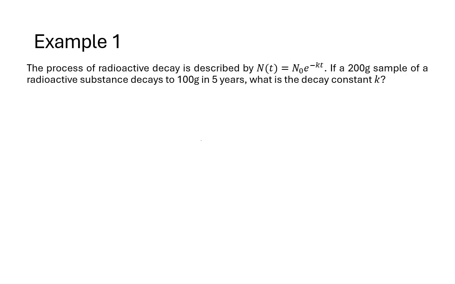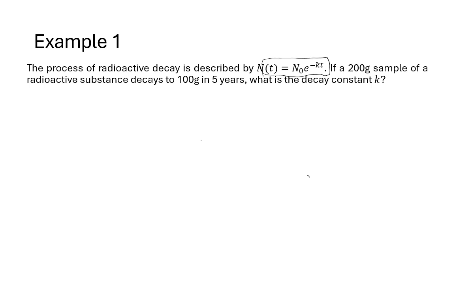So our first example is this real world example, the process of radioactive decay. And this is described by this formula: N of t is equal to N naught exponential minus kt. We are given that if a sample of 200 gram of radioactive substance initially, then that sample decays to 100 gram in 5 years. What is the decay constant?